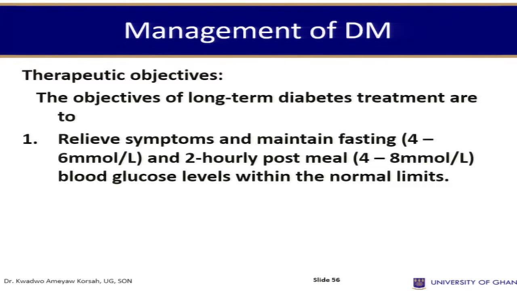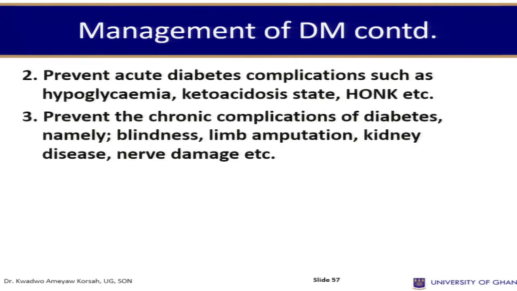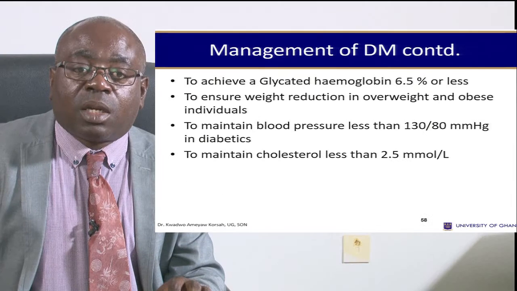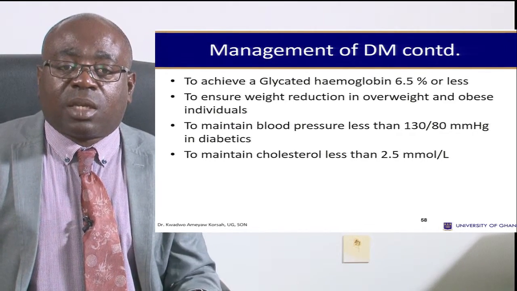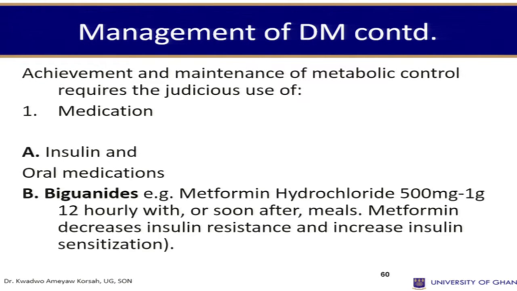And then the management of DM or diabetes, we have the therapeutic objectives. Objectives of long-term diabetes treatment are to relieve symptoms and maintain fasting blood glucose between 4 to 6, and 2-hour post meal from about 4 to 8 millimoles per liter, and then prevent acute diabetes complications, and prevent chronic complications of diabetes, and to achieve glycated hemoglobin of 6.5%, and other factors.